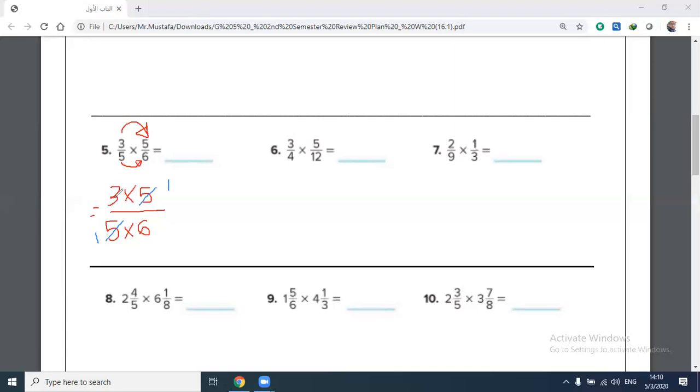And then 3 and 6. Both of them I can divide by what? Divisible by 2? No. I can divide 6 by 2, but I cannot divide 3. I can divide 3 and 6 by what?